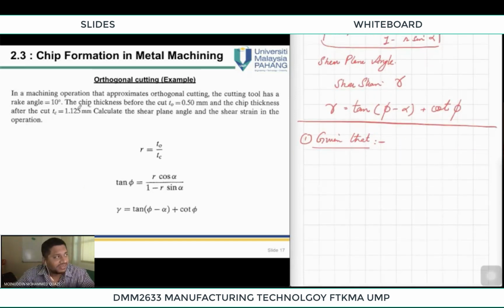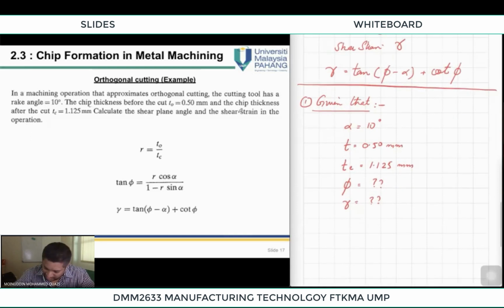So given that the rake angle alpha is 10 degrees positive, the chip thickness before the cut, t naught, is equal to 0.50 millimeter, and the chip thickness after the cut, tc, is equal to 1.125 millimeter. Calculate the shear plane angle phi, and the shear strain gamma in the operation.